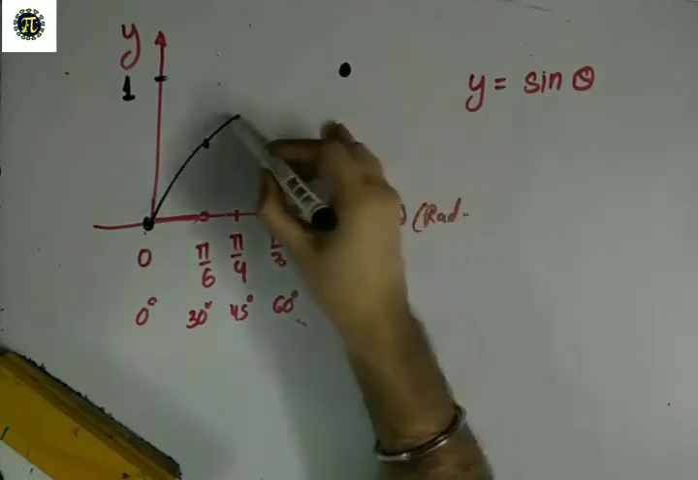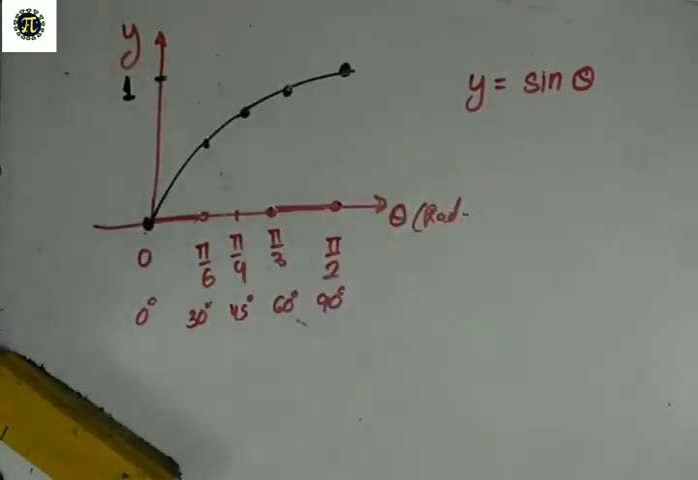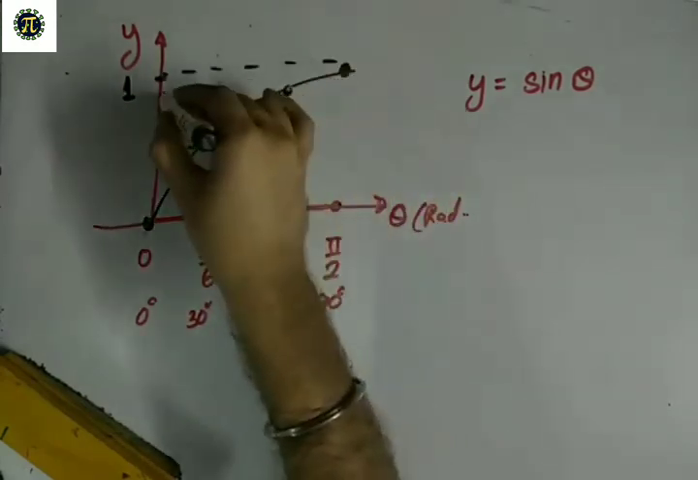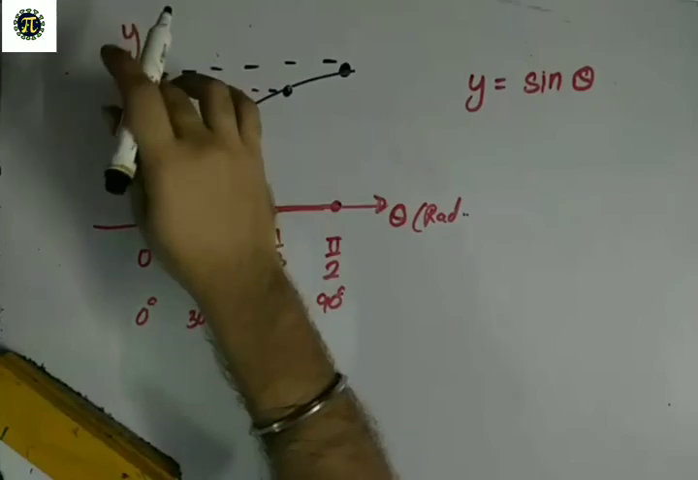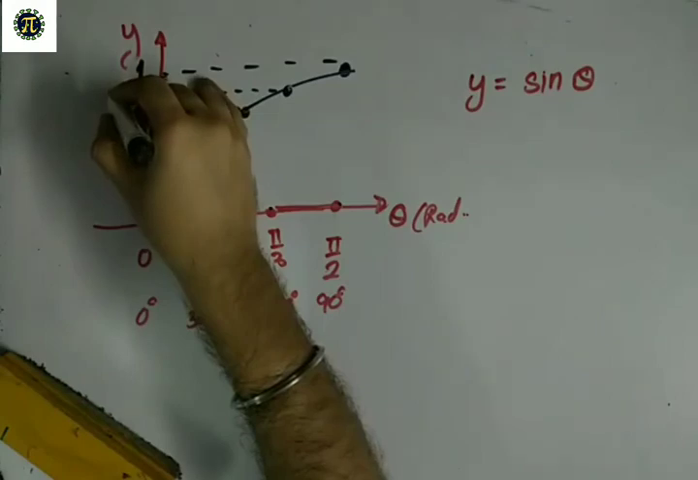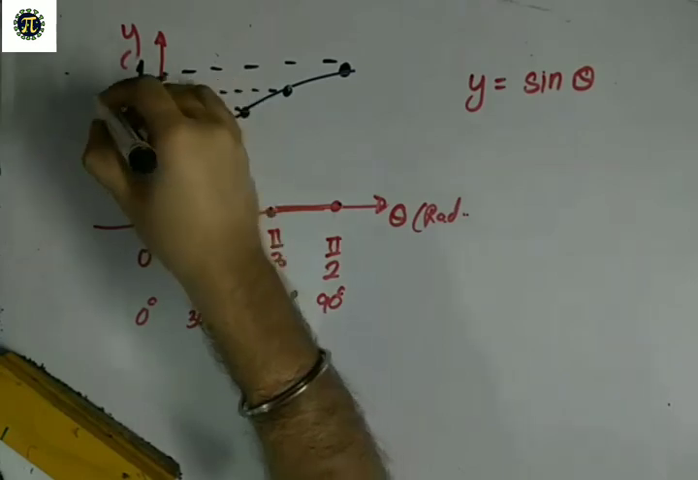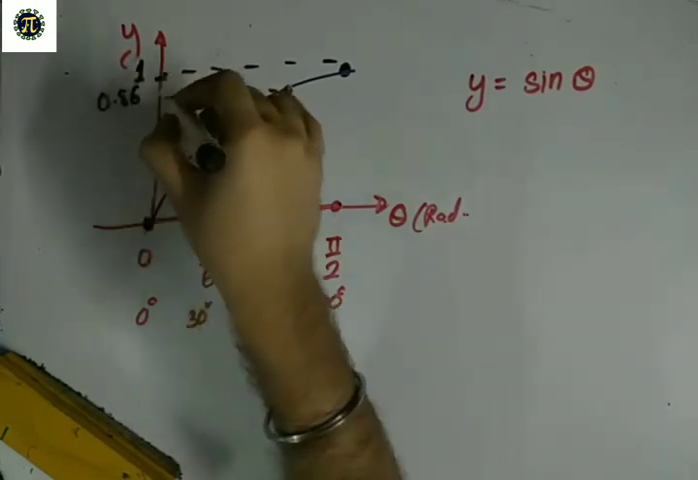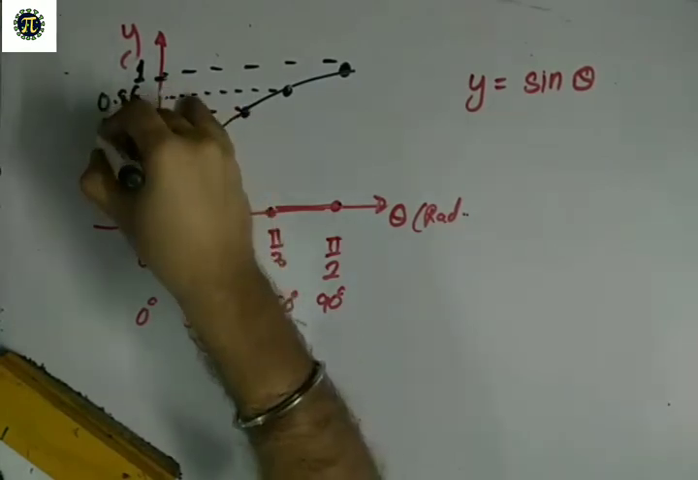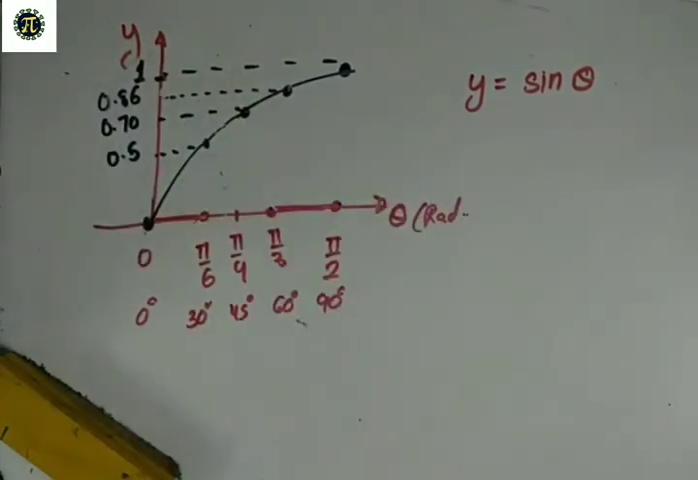So what are those values? Let me draw the lines parallel to the x-axis. This is root 3 by 2, 1.73 divided by 2, which is approximately equal to 0.86. Then 1 by root 2 is 0.707, and this is 0.5. These are the heights.